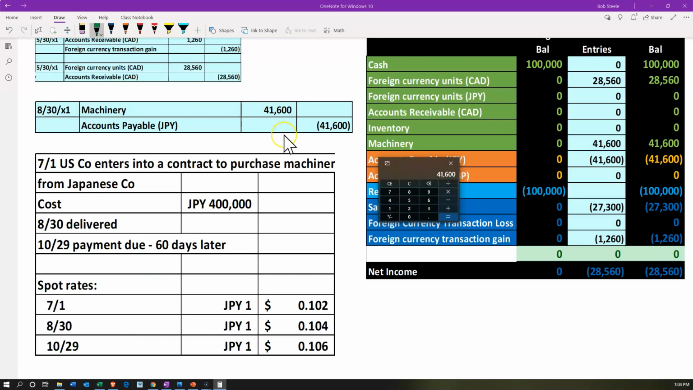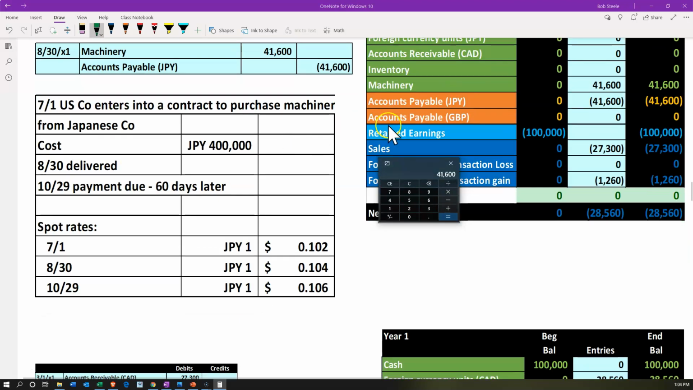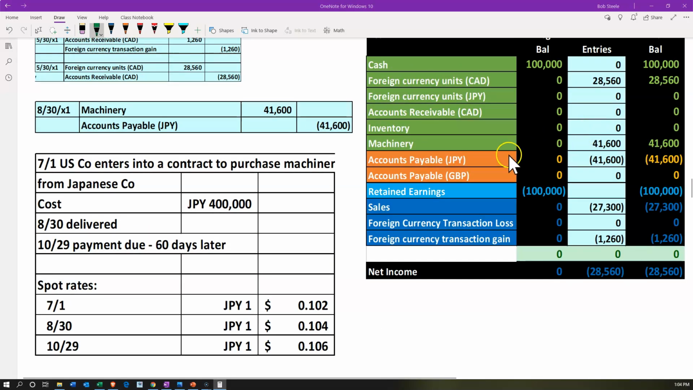Then the other side, we're going to record a payable. We're going to record the payable on the books, even though we're going to make the payment in yen. We're going to pay yen, 400,000 yen. We're going to measure this in our books in terms of US dollars, what's going to be obligated in US dollars, which is the 41,600 US dollars. So we have then the machinery going on the books and the payable going on the books, and the indication that the payable will actually be made in a foreign currency, the yen.